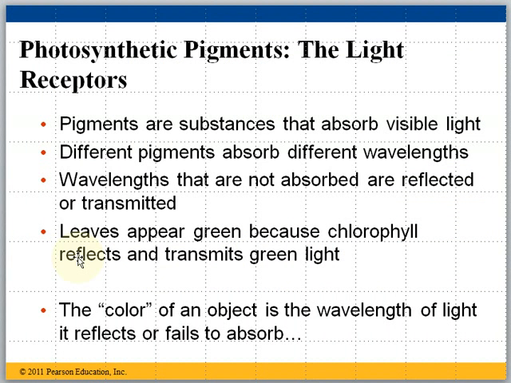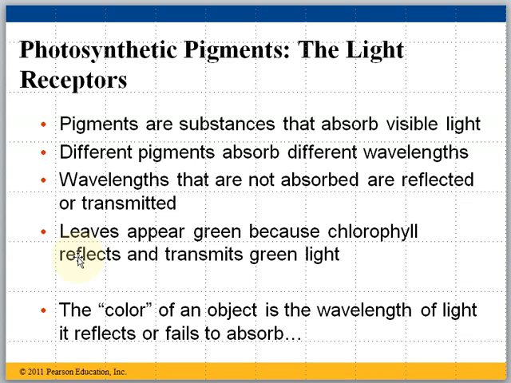Within the plant, especially within the chloroplast, there are these pigments. And a pigment is basically just a substance that absorbs one wavelength or multiple wavelengths of visible light. And different pigments absorb different wavelengths. And the wavelengths that are not absorbed are reflected. In other words, they bounce back, or they're transmitted, meaning they pass through.